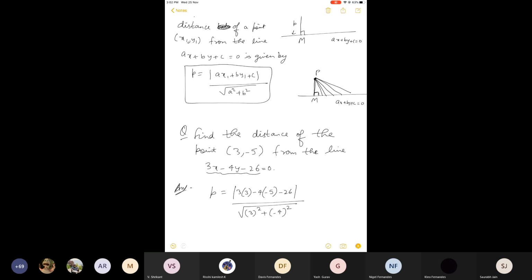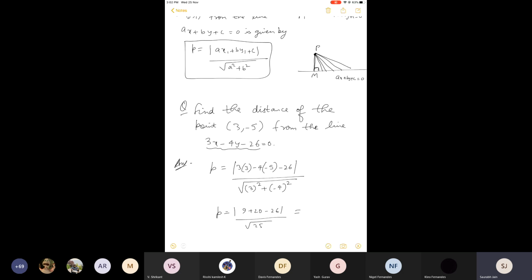Okay. Now this answer will be 9 plus 20 minus 26 by under root 25. So this is 29 minus 26, 3. Modulus of 3 is 3, and here it is 5. You write one more word here, units. Because here there is no standard unit of distance like meter, kilometer, etc. We are working on coordinates. So you will simply write units. Okay.